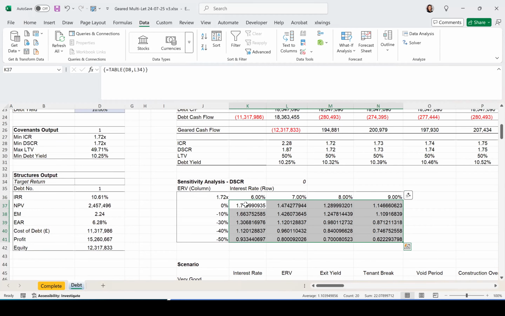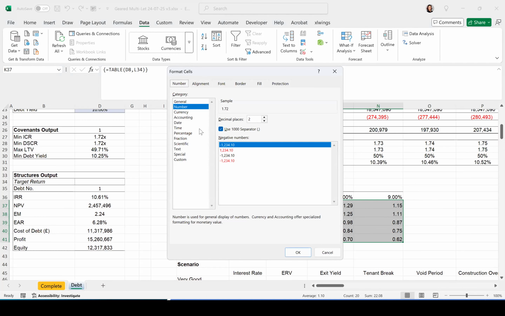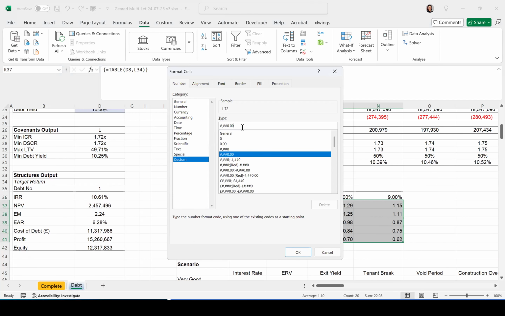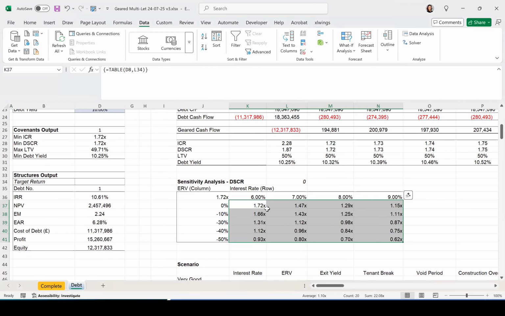And this is my DSCRs. Okay, if I also want to show you formatting, that's why I left it like this. You can press Control-Shift-1, and then Control-1, and under Custom you can put an X next to it. So then this becomes an X, because normally we like to do the covenants in multiples, so the base case here is 1.72 times. So it's like your income is 1.72 times greater than your debt service, than the interest that you have to pay.